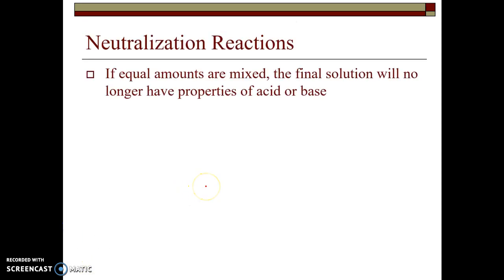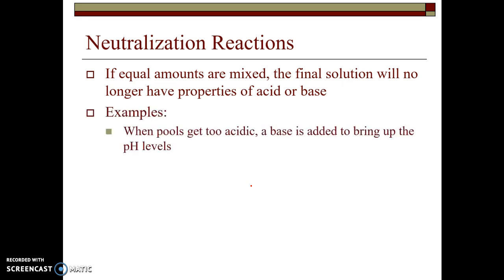So with neutralization reactions, the goal is to have equal amounts of both acid and base. If you have equal amounts, then your final solution will no longer be acidic, nor will it be basic, and at that point we say that it's neutral.